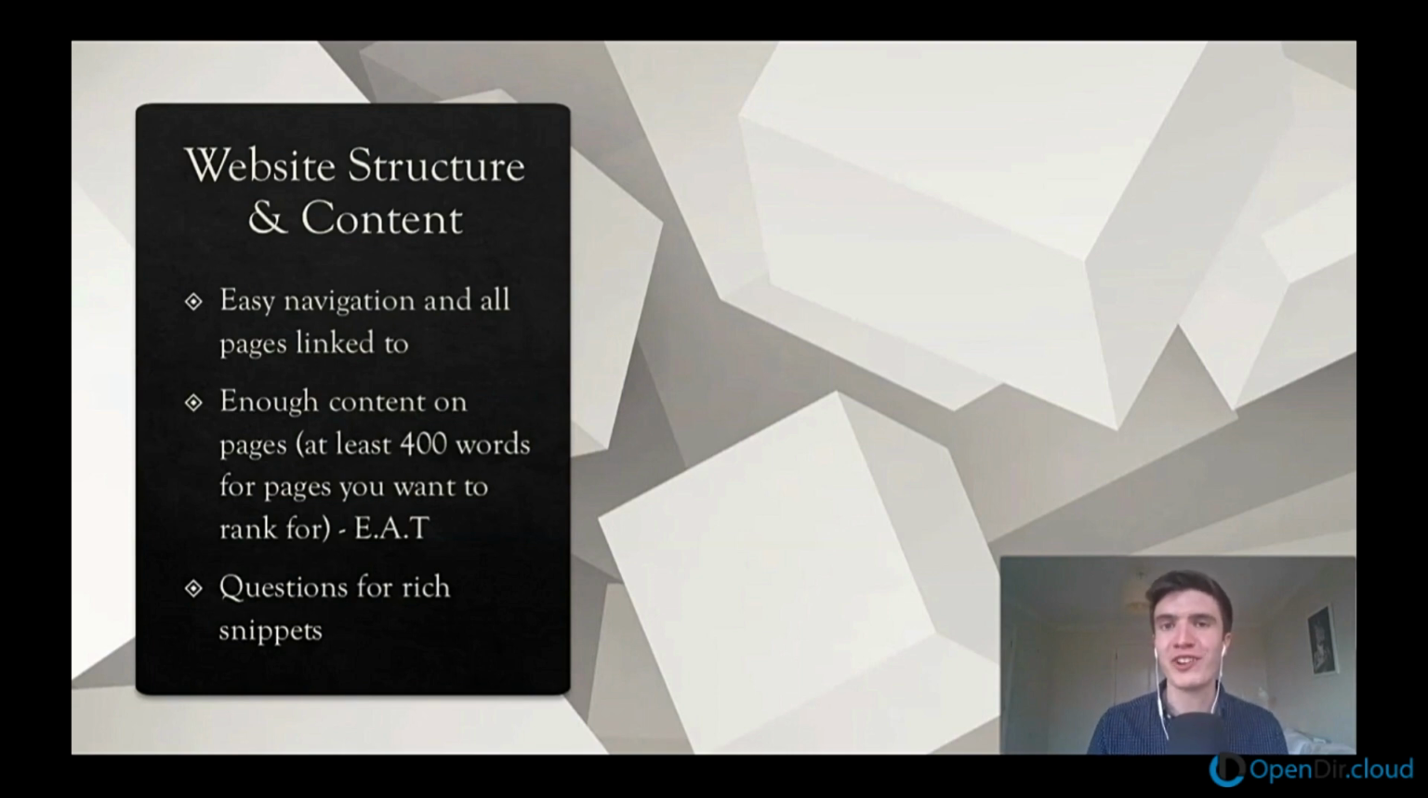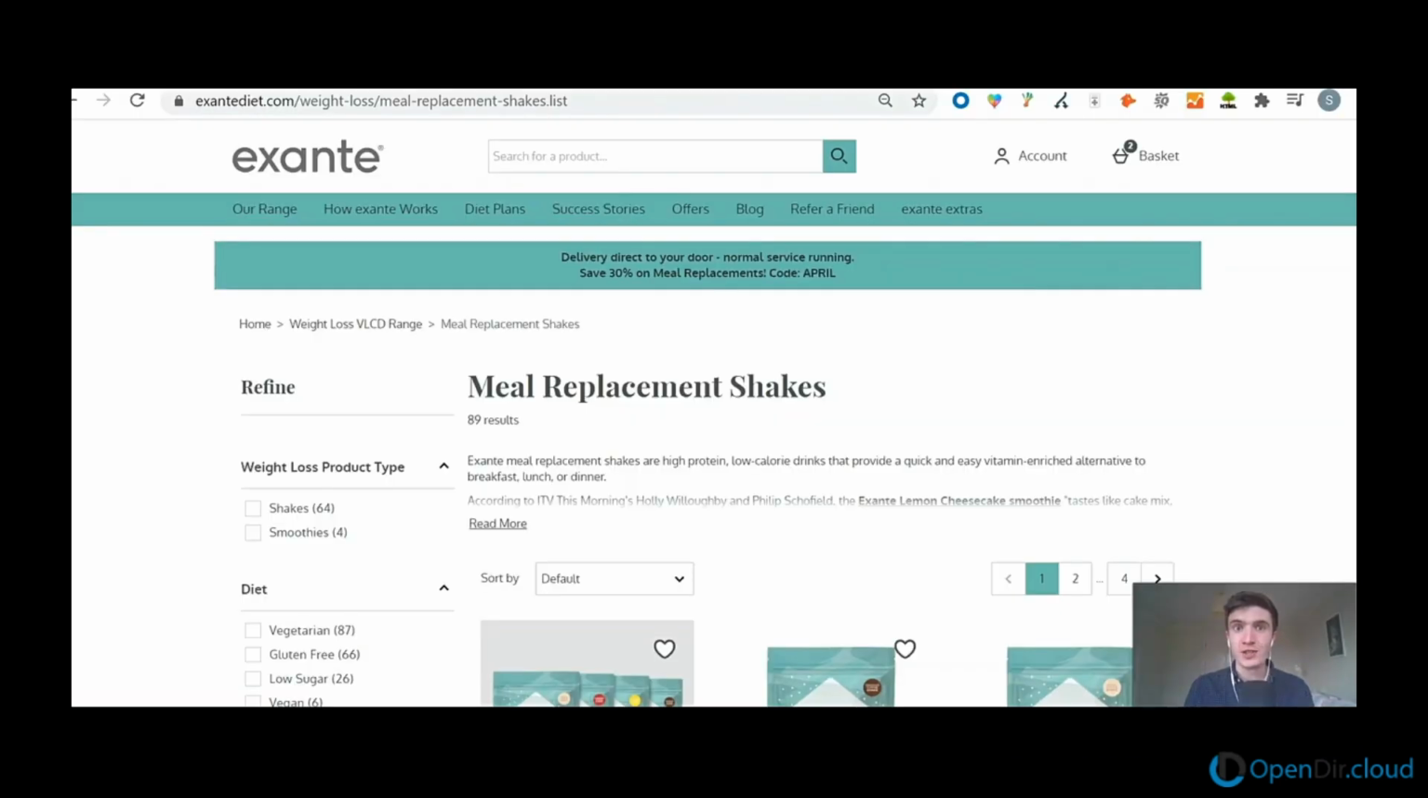I'll show you this more in practice right now, as we're going to jump to one of the pages that I've been working on for Exante to show you how we've used these guidelines that I've gone through to try and optimize this page. Okay, so as you can see, we're now back on this Exante page, which is looking at meal replacement shakes, a page you will have seen before in this course. And I wanted to show some important things about this page and the content on this page, and then look at the overall website structure of Exante.